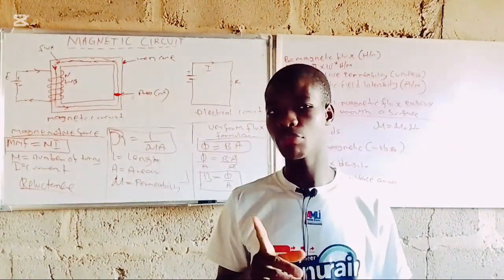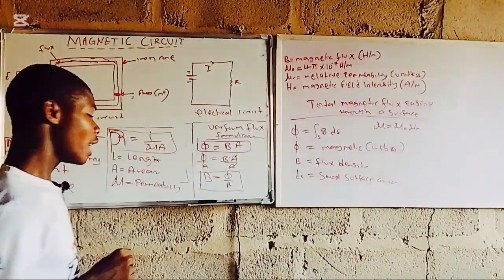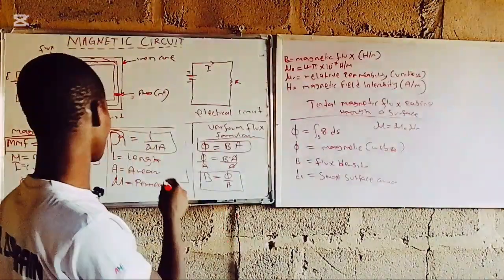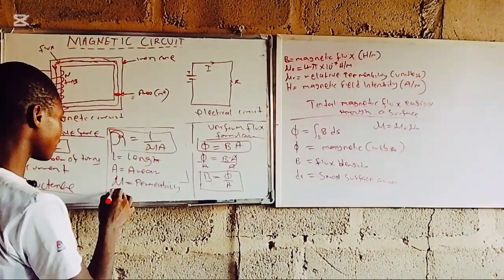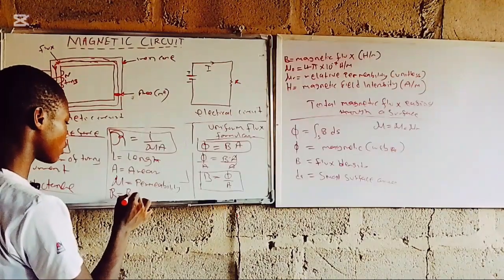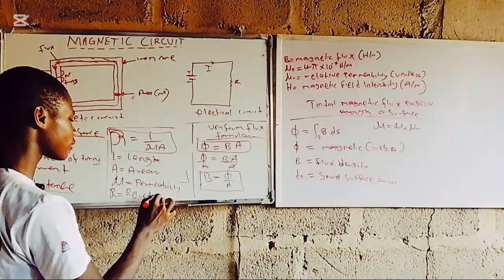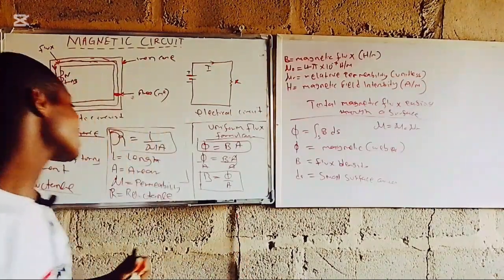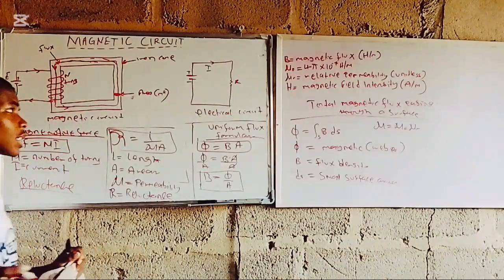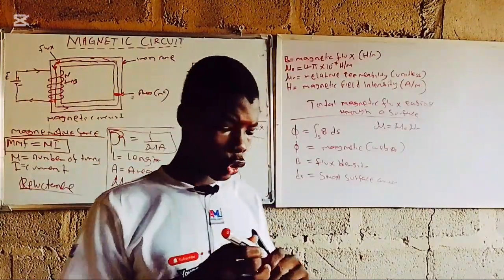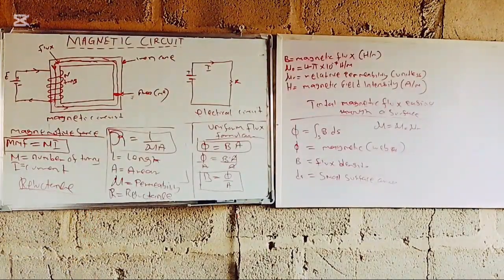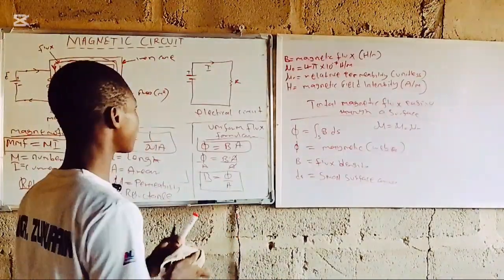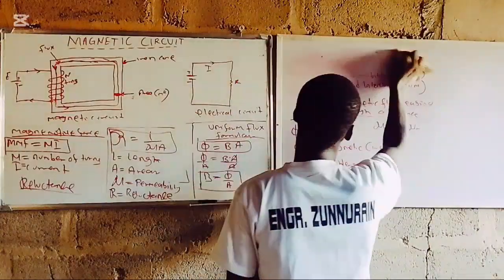So this is the relation of the reluctance, where R stands for the reluctance. Reluctance is the opposition to magnetic flux. So reluctance is similar to resistance in an electric circuit. So let's have another relation.